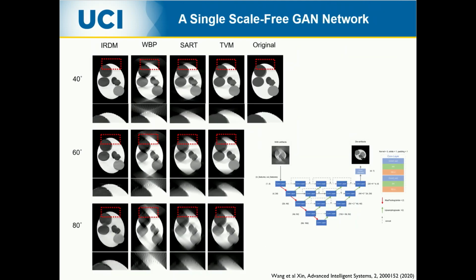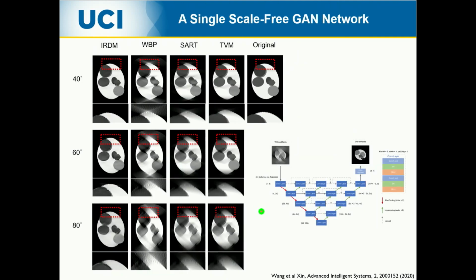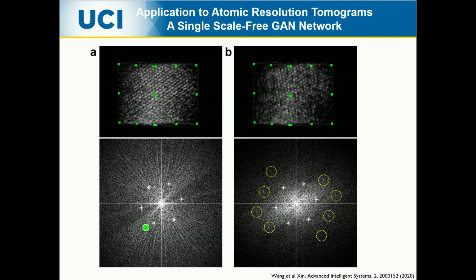Then we did a little bit more research on what the two networks can do. We found that only using the second network, the cleanup network in the tomogram domain, actually works pretty well. So we just use that to in-paint information in the tomogram domain. Here is basically a single scale-free GAN network that can in-paint information and remove artifacts. It works really well. So here's an example.